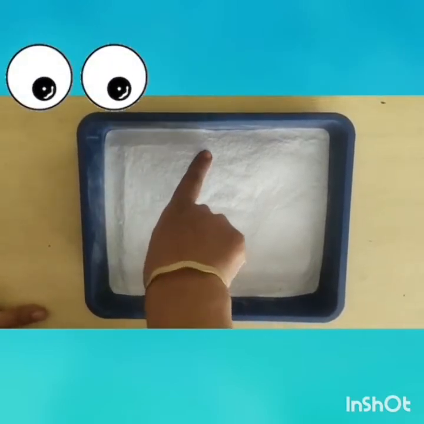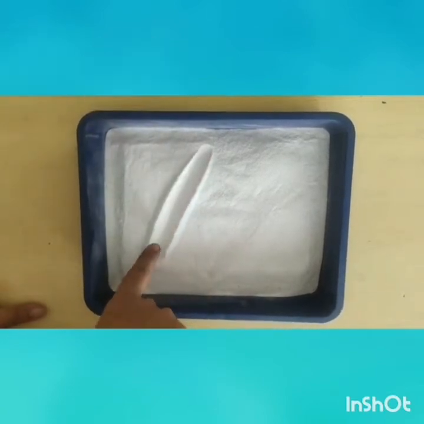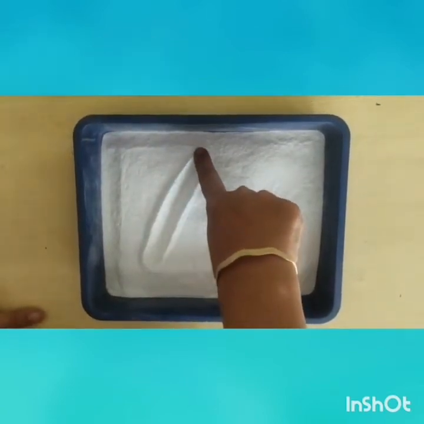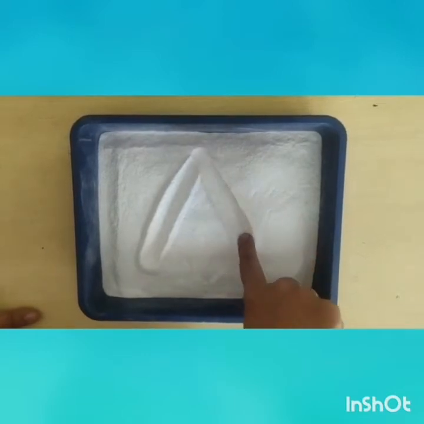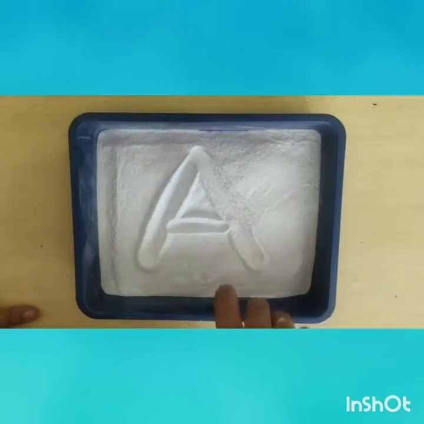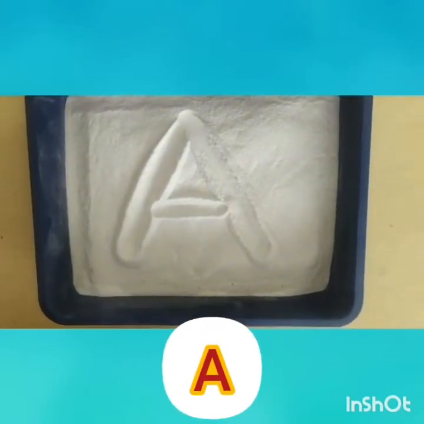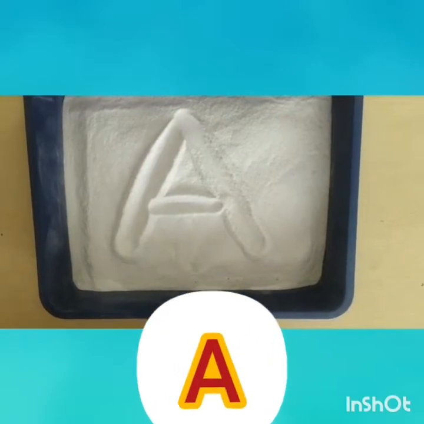Take your finger and do one slanting line and another slanting line and in the middle sleeping line. Which letter is this? Yes, correct. Capital letter A.